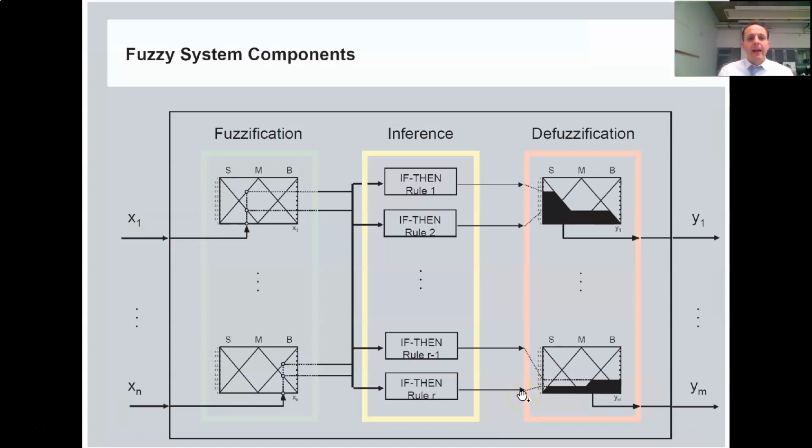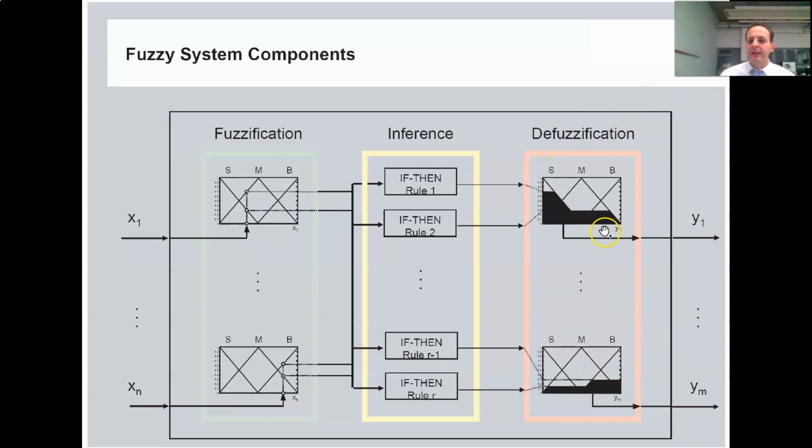So we have the different system components. The inputs are numerical values. They are fuzzified depending on the reference fuzzy rules or the fuzzy membership functions: small, medium, big. And then we have the inference system, which is implemented by means of if-then rules, different depending on the number of clusters.